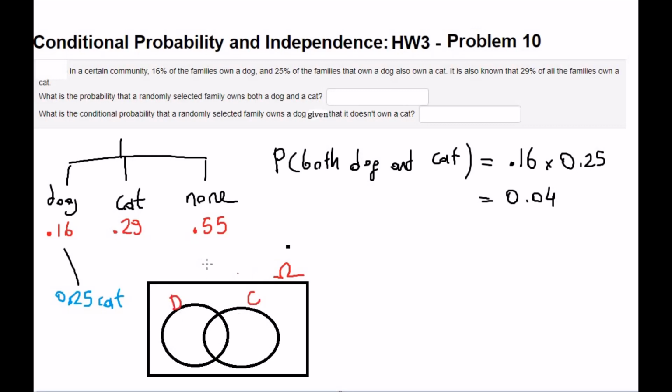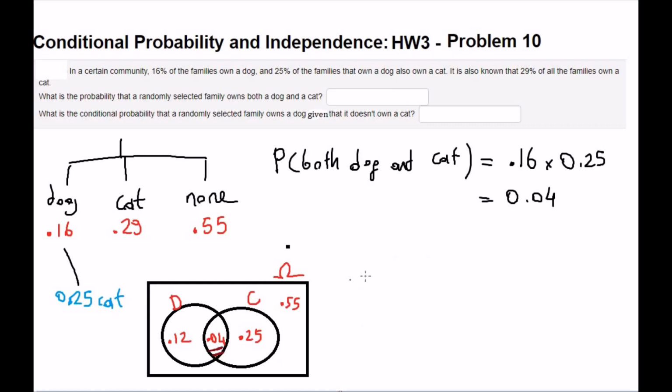We know that 16% are dog owners, and 4% is both owning dog and cat, so this is 12%. Out of 29%, 4% is here, so 25% is here, and 55% is out. So you can also see here in the Venn diagram that owning both dog and cat is 0.04, because total dog owners has to be 16%. 0.12 plus 0.04 is 16%.